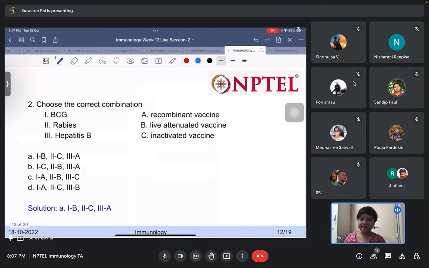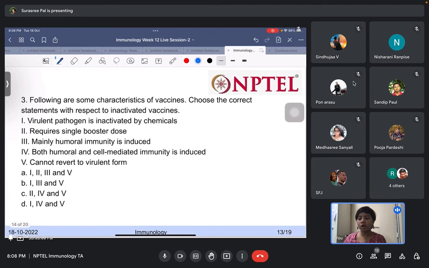So the correct answer here, most of you guessed correct, is A. BCG, Bacillus Calmette-Guerin, is the live attenuated vaccine, whereas rabies is an inactivated vaccine, and hepatitis B is a recombinant vaccine. So option A is correct. Okay, moving on to the next question about inactivated vaccines. What are the correct statements about inactivated vaccines?